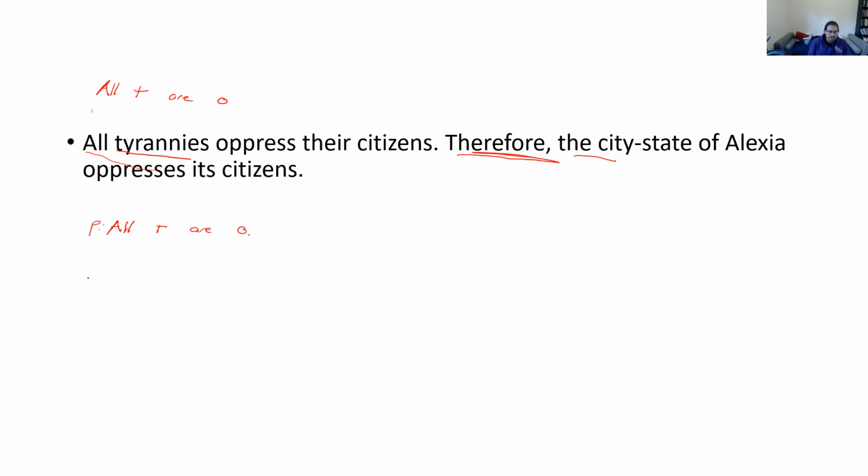Now we're going to leave some space both above it and below it because I don't know if this is going to be premise 1 or premise 2. But then we're going to write our conclusion. The city-state of Alexia oppresses its citizens.